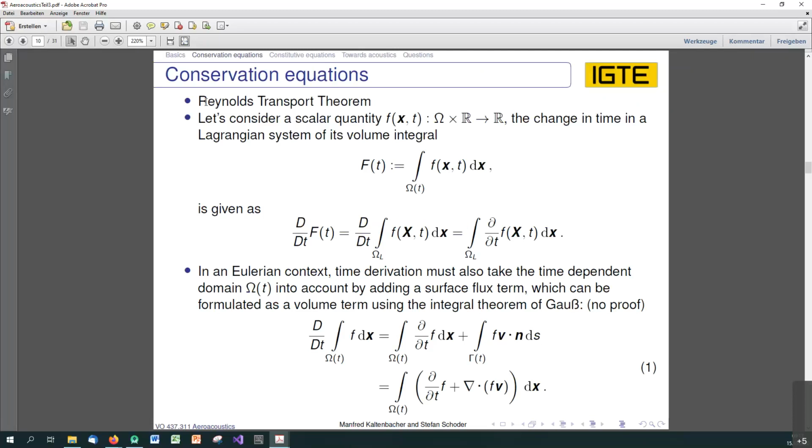It's the conservation equations. So we started with the basics, and we're now heading to the conservation equations. Again, keep in mind that we apply continuum theory, and that we advance from that. A very important theorem for deriving the conservation equations is the Reynolds transport theorem. Everyone knows what it is? Probably not.